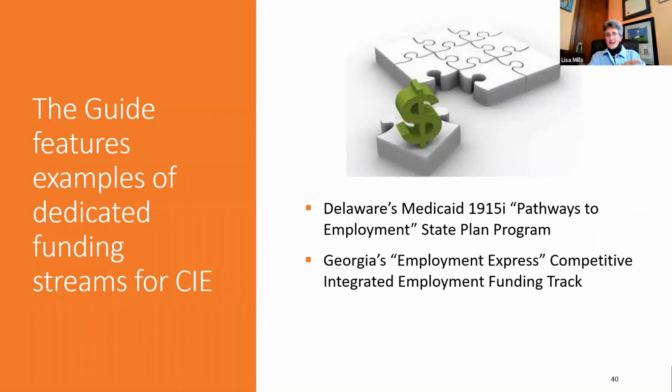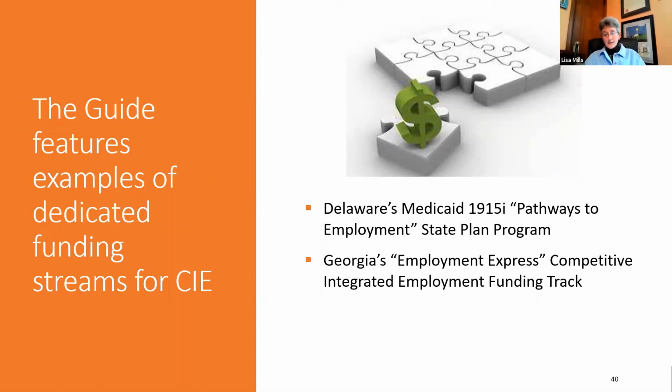I also feature a few dedicated funding streams, which is where states have set up specific funding streams solely to support competitive integrated employment. When states have limited funding, if they are funding a broad array of supports, they need more money and can serve less people with the same amount of money. If they target programs to supporting competitive integrated employment specifically, they typically can do that with less money per person and therefore can serve more people. So 2 examples are in here if you haven't heard about them already. Delaware has a Medicaid 1915(i) State Plan Amendment, called Pathways to Employment, that is specifically for younger people with a variety of disabilities, and all of the services available are designed to support competitive integrated employment.